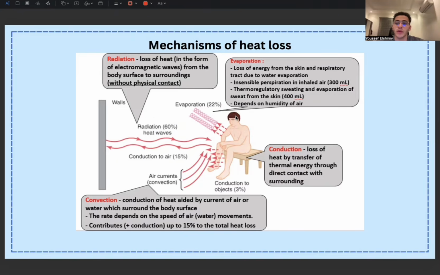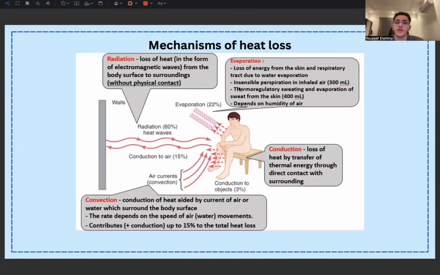Then moving on to evaporation, which is especially important when sweating. The sweating itself doesn't cause heat loss, but the evaporation of the sweat is what causes heat loss. So basically, evaporation is the loss of energy from the skin and respiratory tract due to water evaporation. And it depends highly on the humidity of the air. If the air is humid, then the mechanism of evaporation wouldn't be that successful, so you wouldn't lose heat easily.